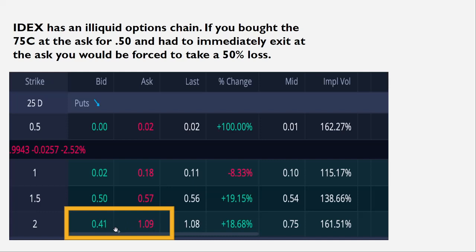You always want to check the bid-ask spread. And like I said, with liquid names, you're not going to run into that. So why trade illiquid names at all?